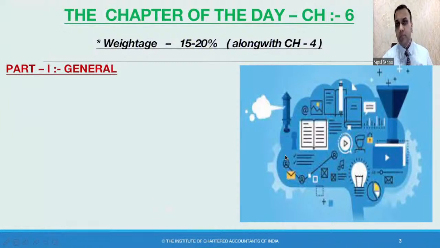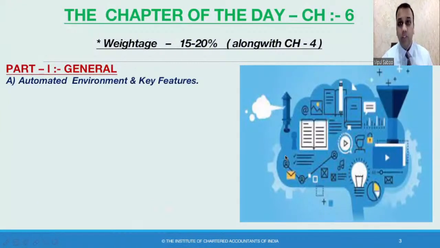So audit in an automated environment along with chapter 4, right? Its weightage is around 15 to 20%. So I've divided this chapter into 3 parts. 2 parts will be covering today, and the last part will be covering in our next session. So the first part is the general part, general related to IT, what is automation and what are the features.